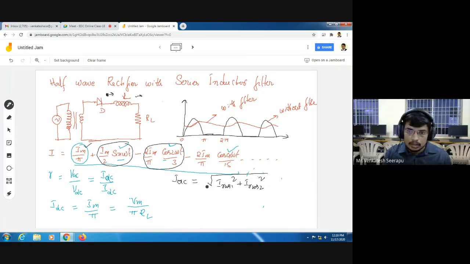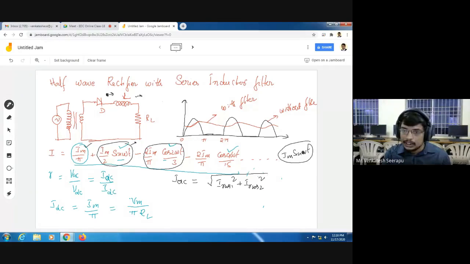So now I want to find IRMS 1 as well as IRMS 2. In this AC component, the RMS value is IRMS 1. Now let us consider a signal like Im sin omega t.